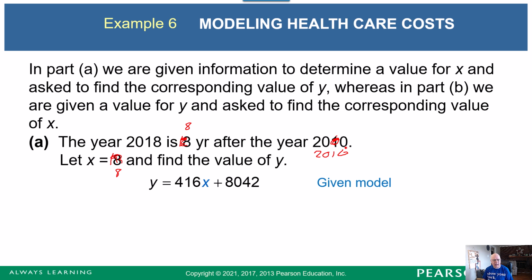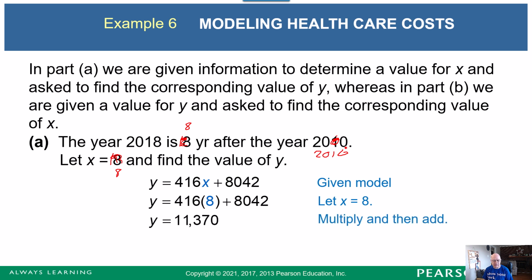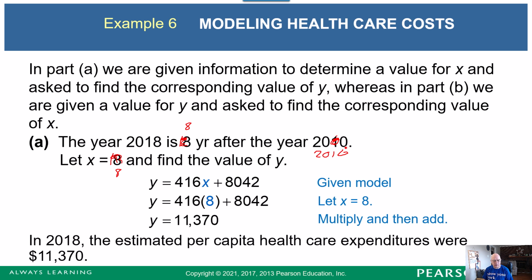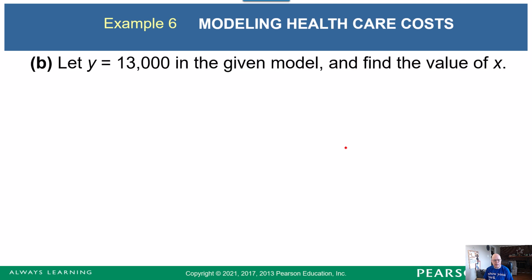So just put the 8 in where the x is in the model. There you go. Solve it. There you go. And we've got the answer. The per capita health care expenditures were $11,370 in 2018.